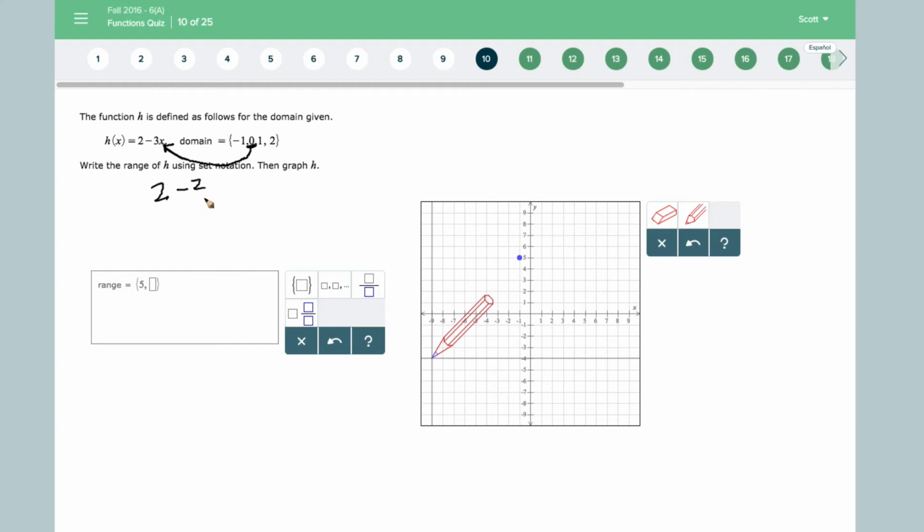2 minus 3 times 0. Well, 3 times 0 is 0, so that's just 2. So I'm going to put my next point. When I plugged in a 0, I got 2.